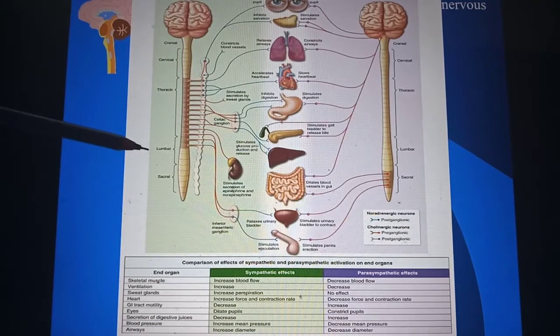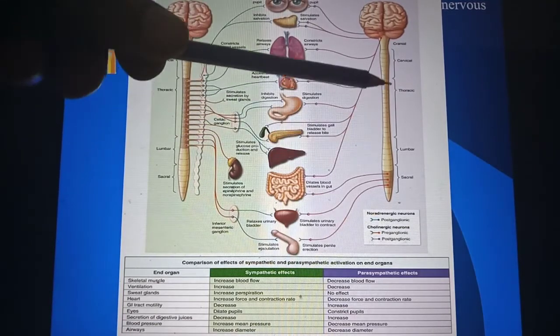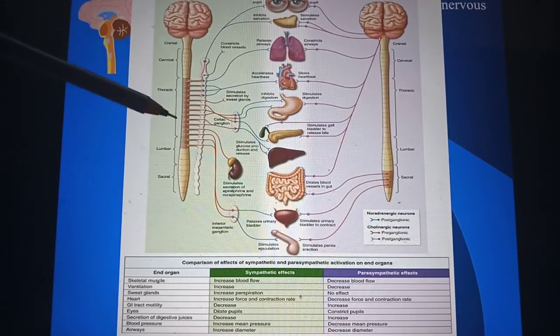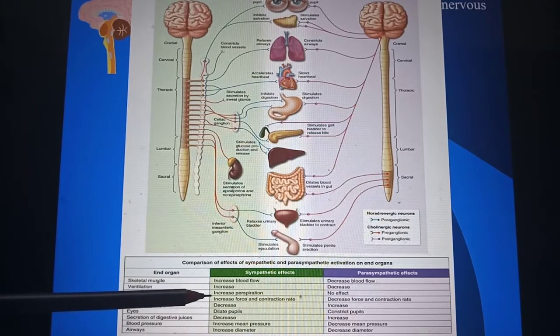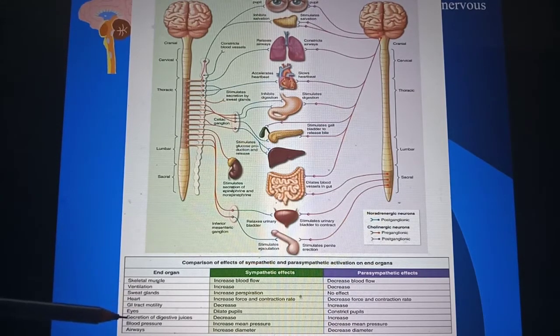So here is the sympathetic system, here is the parasympathetic system. You can have a look at the picture and see what happens. The sympathetic effects are increasing blood flow, increasing sweating, increasing your heart contraction rate. All this is connected by the sympathetic system. Your blood pressure increases, your airways widen, all that is the sympathetic system. And parasympathetic, on the other hand, decreases blood flow. It has an opposite effect.